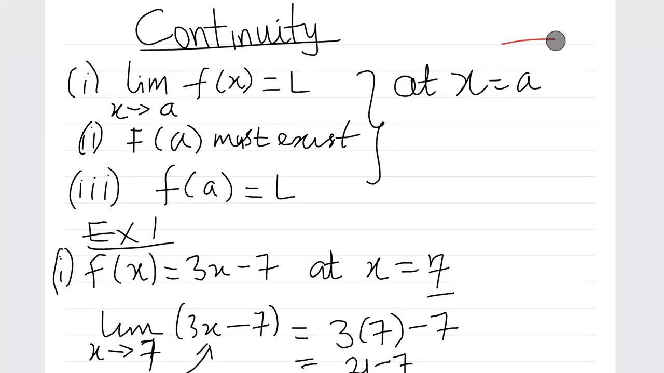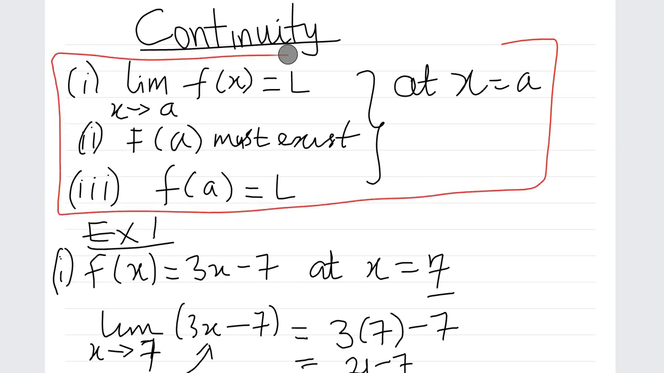These are the 3 conditions that must be satisfied for a function to be continuous. Don't forget that. Alright, so I will see you in the next class.